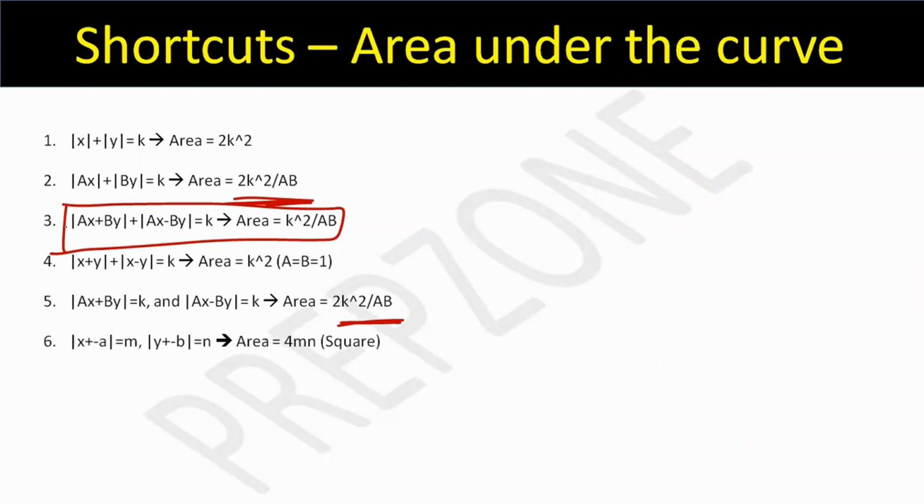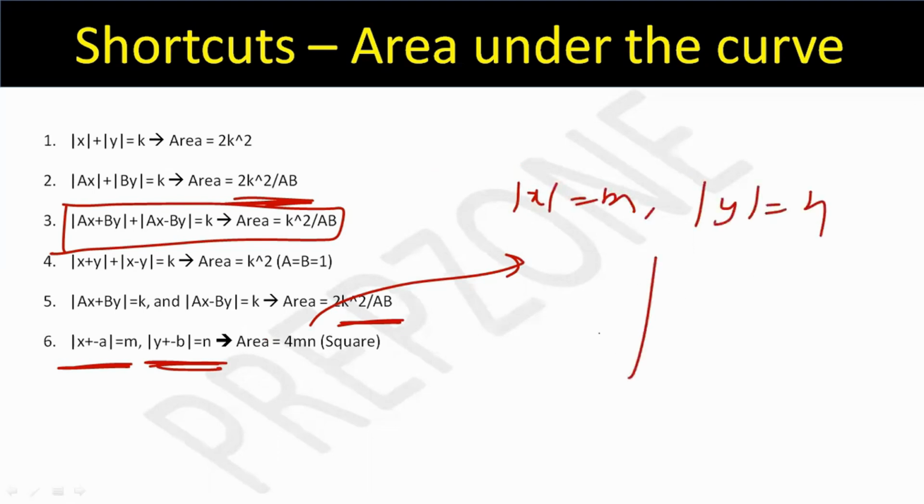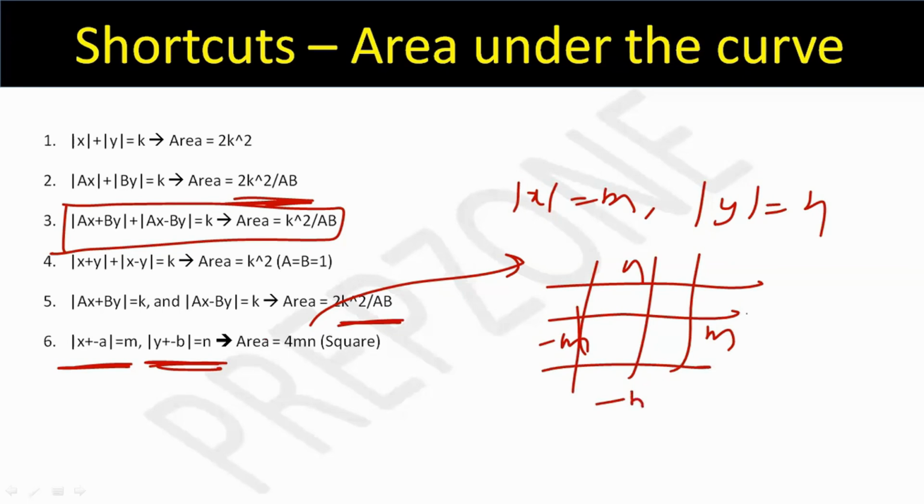And last is mod of x plus minus a equals to m and mod of y plus minus b equals to n. I've already explained to you that plus minus a or plus minus b is just shifting the graph. So this is nothing but same as mod x equals to m and mod y equals to n. If you can visualize the graph, it is going to be m, minus m, n, and minus n. So this is 2n, this is 2m. It's a rectangle and area will be 4mn. Not a square, but yeah, a rectangle.